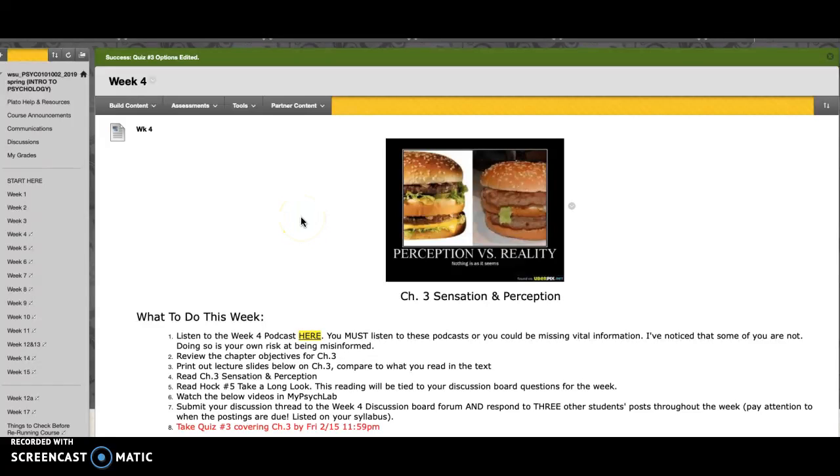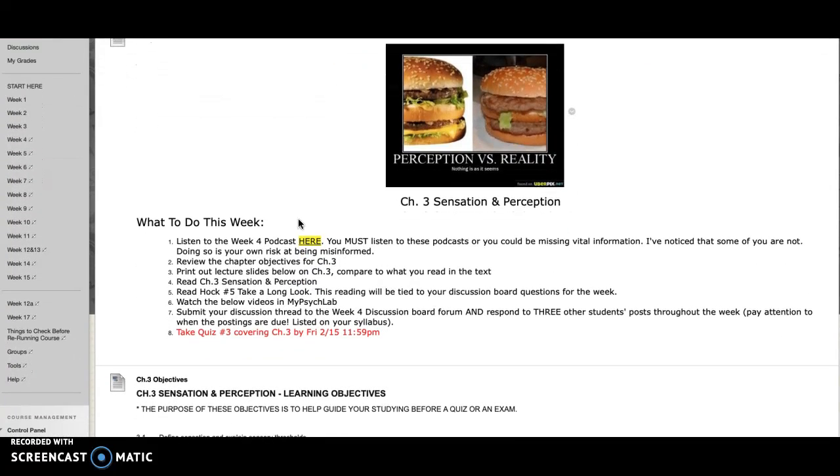Hello everyone, I am open to week 4 where we will be covering chapter 3, Sensation and Perception. Here is the to-do list for the week.